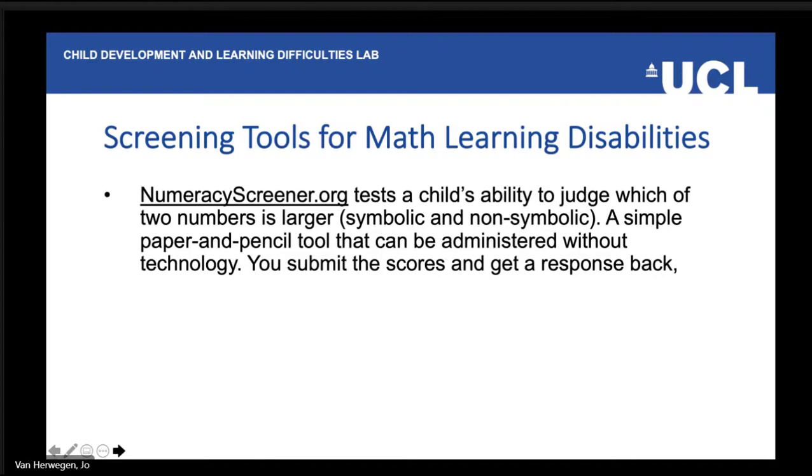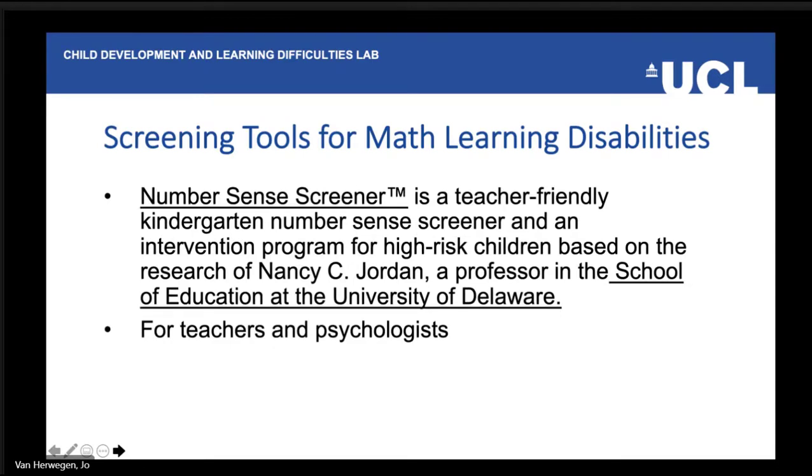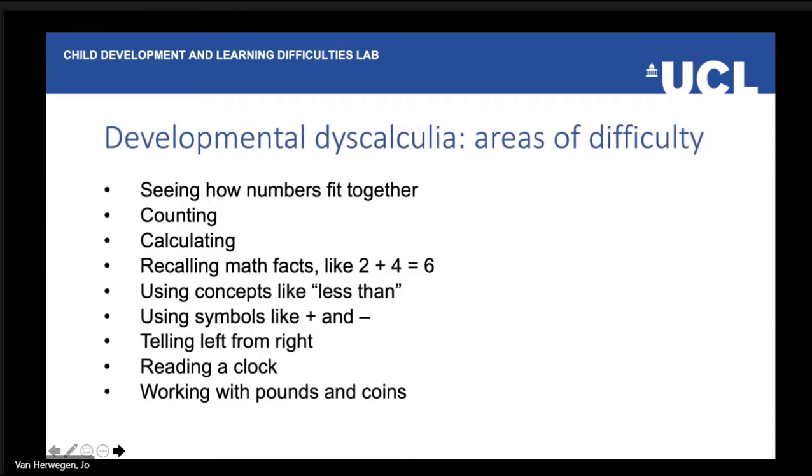Of course, it's not a diagnostic tool, it's a screening tool. So it's a screening tool that will tell you whether or not a child is at risk, but it won't give you a diagnosis, because you can only give a child a diagnosis once it's assessed a number of times across 6 months. The other one, which is designed for teachers and psychologists, which was designed by Nancy Jordan at the University of Delaware, is the Number Sense Screener. And again, it's linked to an intervention program for children who are at high risk. But there is a cost associated with this one, whereas the other one is free to be used.